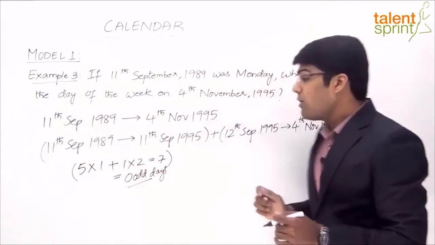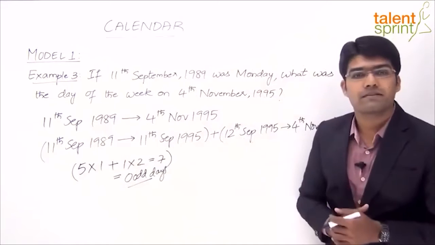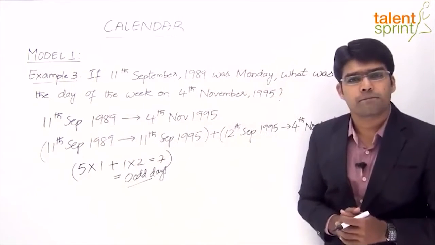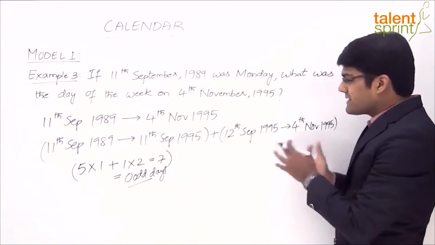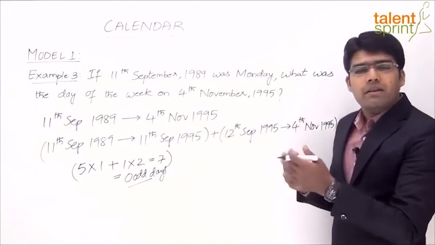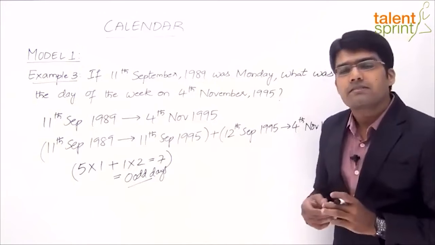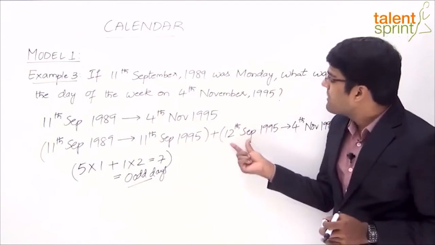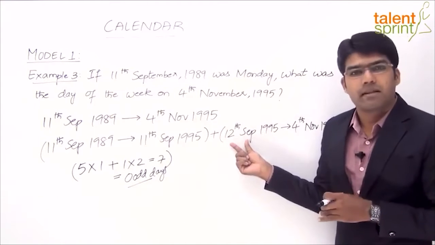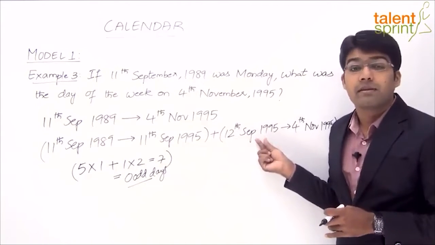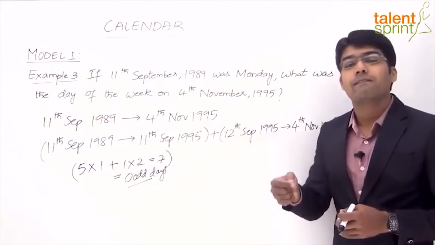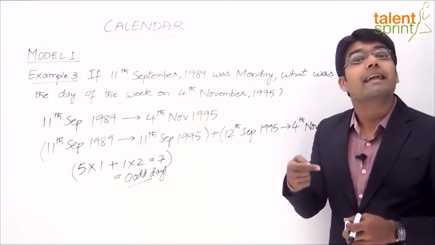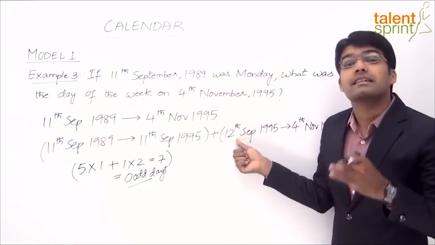Now we have to find out the number of odd days from 12th September 1995 to 4th November 1995. Now, since this is not a complete period where we can directly talk about the number of odd days, we need to calculate individually for each of the months. Now from 12th September to 30th September of 1995, there will be 19 days, yes or no? 12th to 30th September. So 30 minus 11, there will be 19, right? Understand, do not take 30 minus 12.